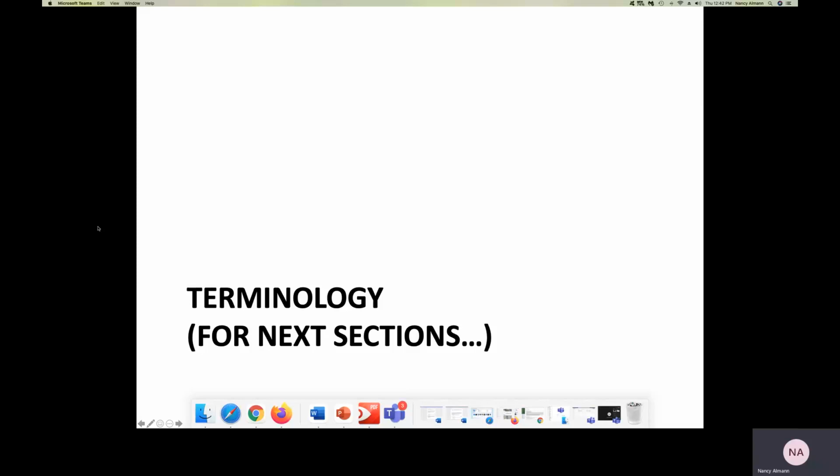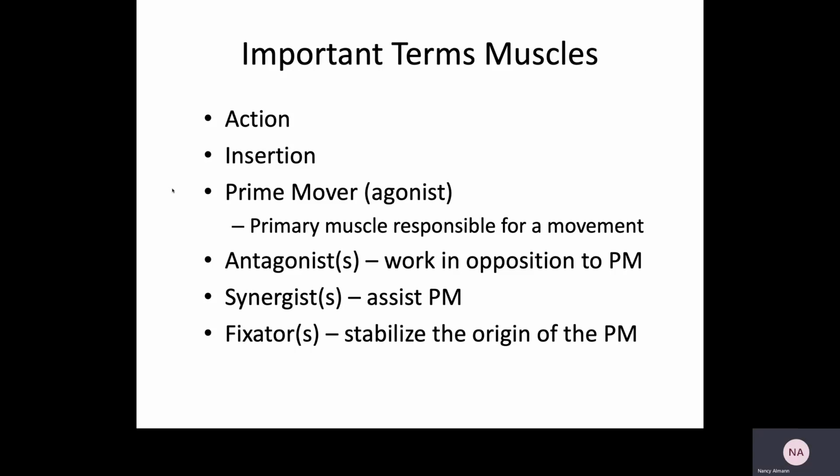I'm going to introduce some terminology that you're going to need to understand for the more lab type material for the muscular system. We're going to talk about action. We're going to be talking about origin and insertion. So add in origin to that list. We're going to be talking about prime movers, antagonists, synergists, and fixators.